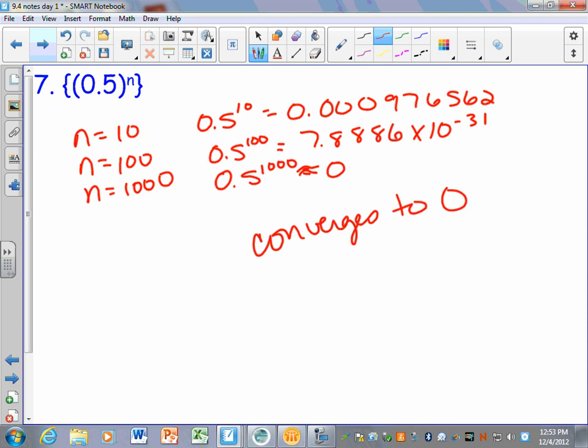Again, relating this back to horizontal asymptotes, if this was the equation, y equals 0.5 to the x power, every exponential function has a horizontal asymptote, and it always starts there at 0. So again, if you can think about horizontal asymptotes, you can always get the answers to this.